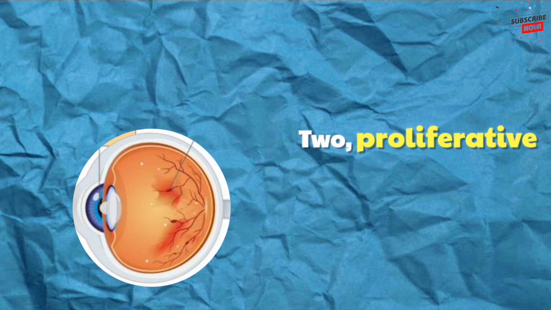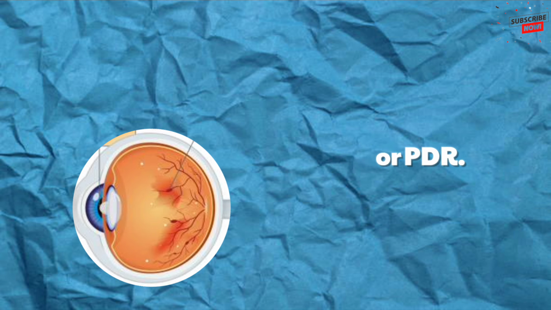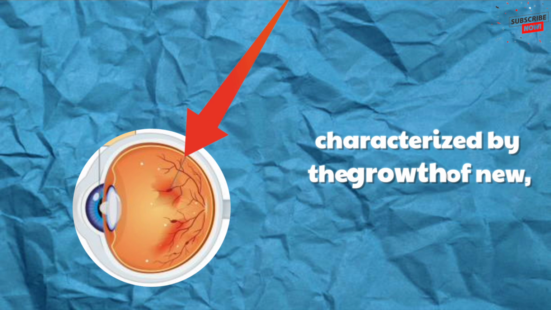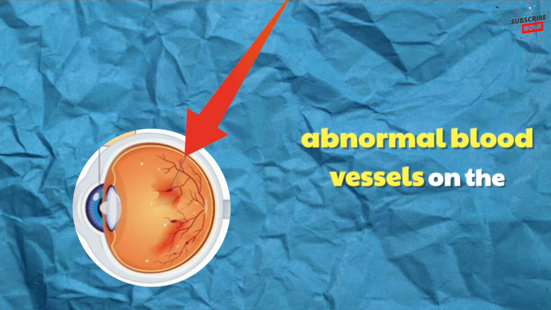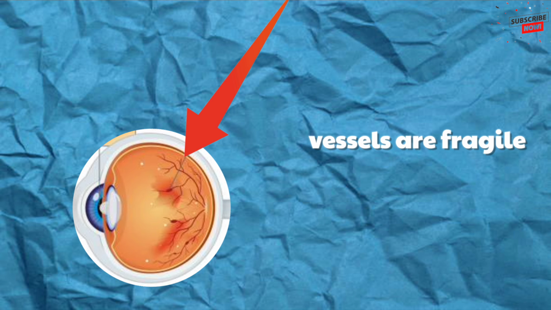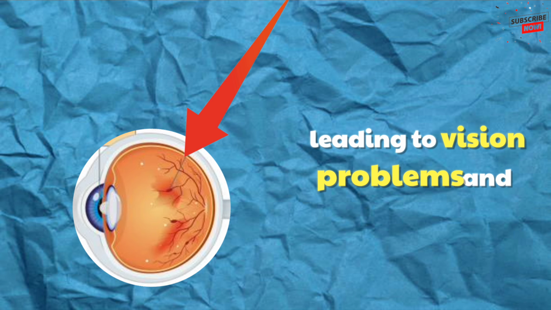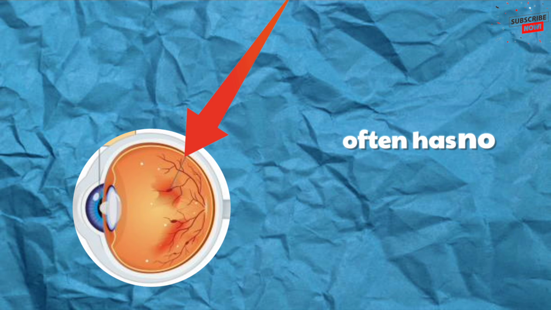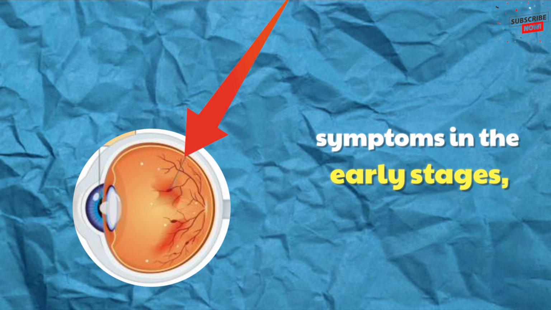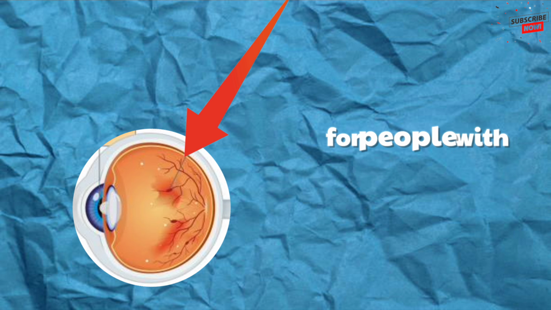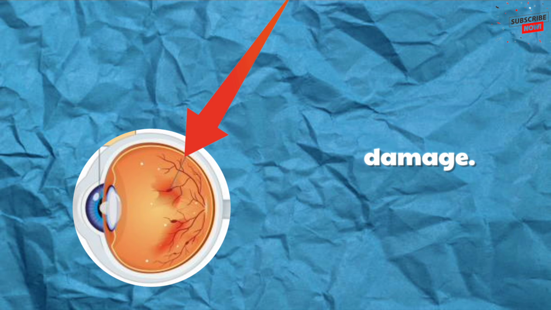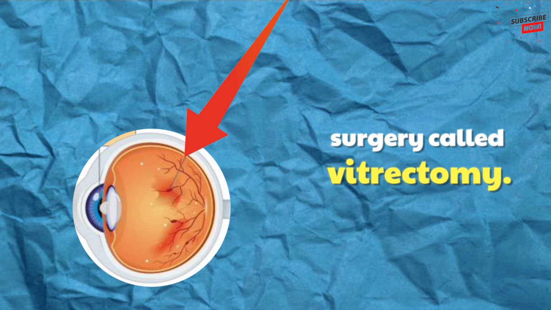2. Proliferative diabetic retinopathy, or PDR. It is an advanced stage of diabetic retinopathy characterized by the growth of new, abnormal blood vessels on the retina's surface. These vessels are fragile and can leak, leading to vision problems and other complications like retinal detachment. PDR often has no noticeable symptoms in the early stages, making regular eye exams crucial for people with diabetes to detect and treat the condition before it causes irreversible damage. If you have advanced PDR, your ophthalmologist may recommend surgery called vitrectomy.